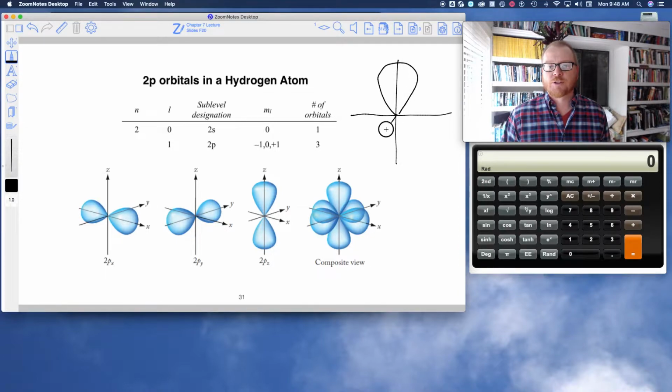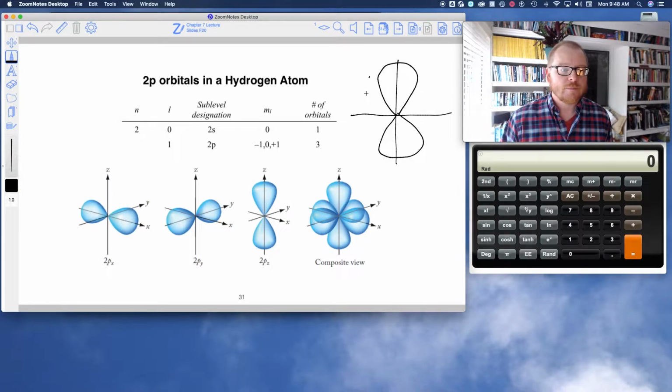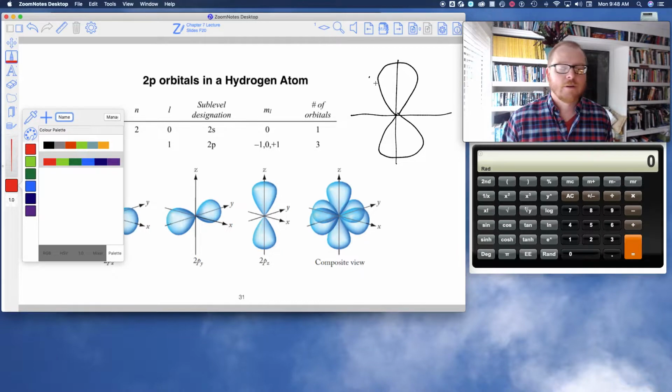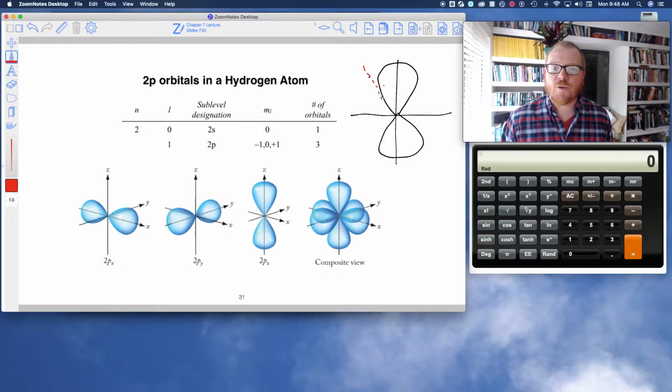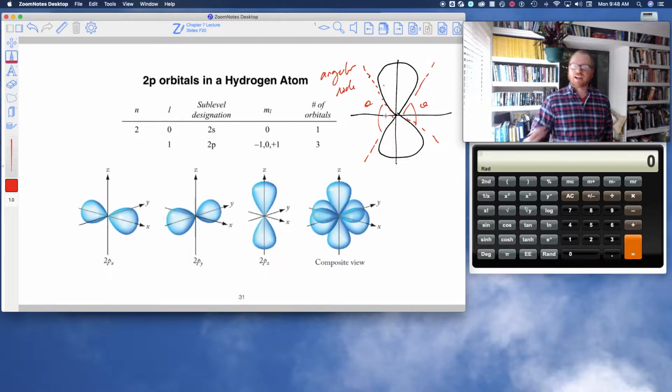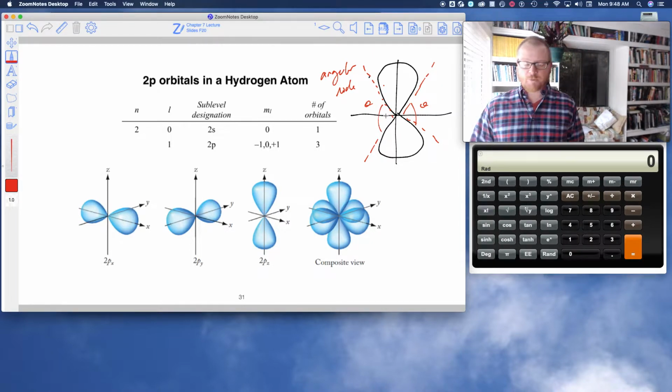So now here's my p orbital. Let me do a different color. This area right here and this area right here that's empty, this angle theta and this angle theta, those represent an angular node. And we're going to calculate how many there should be in a moment.